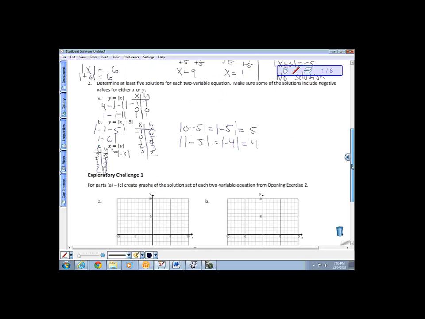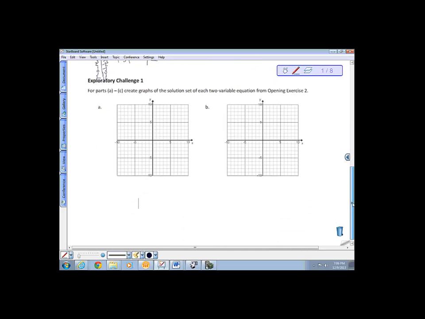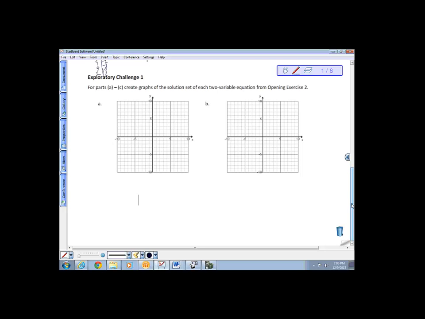So now what they want us to do is graph these. So real quick, let's graph these. Okay. Letter A was the absolute value of y equals the absolute value of x. All right. So x, y. We'll do -4, -3, -2, -1, 0, 1, 2, 3, 4. Okay, absolute value of -4 is 4, absolute value of -3 is 3, 2, 1, 0, 1, 2, 3, 4. Okay, pretty straightforward. So we're plotting that.